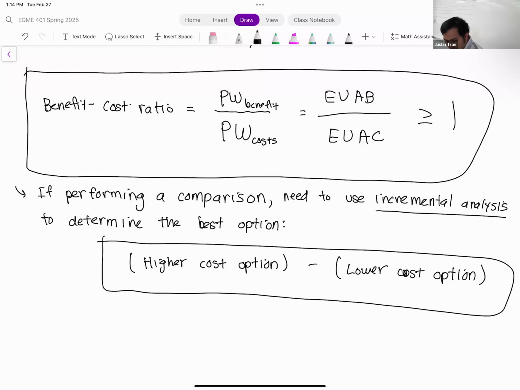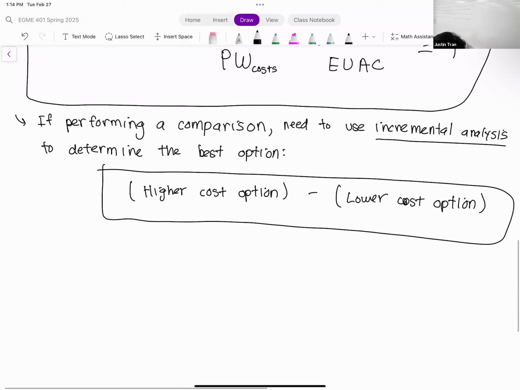All right. So I have an example next. And what you'll see is that we have all the tools that we need to do this analysis. It's just doing this extra step of computing the ratio. All right, any questions on this before we jump into an example? Okay. All right, so let's go ahead and do an example. And in fact, this example is one that we've done before. So we're just going to redo a previous example, but with benefit cost ratio.